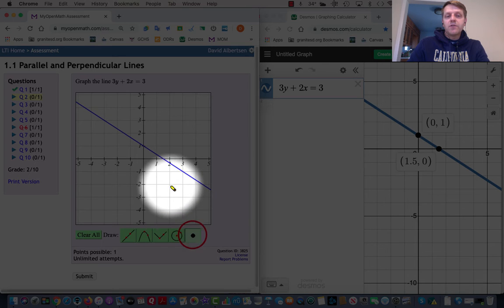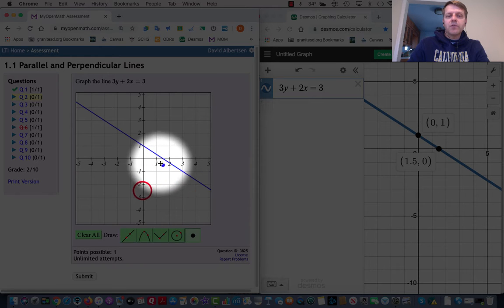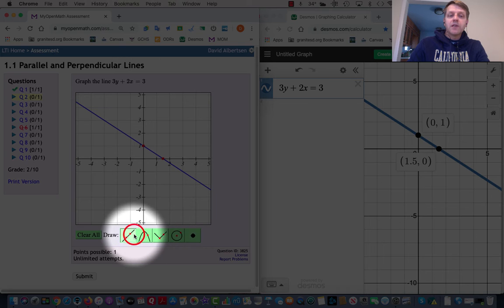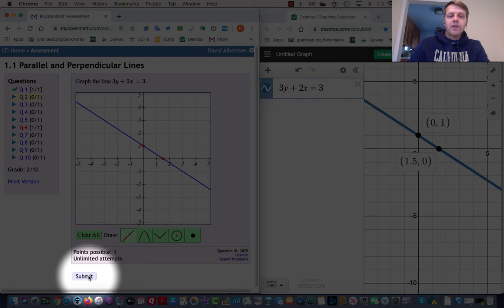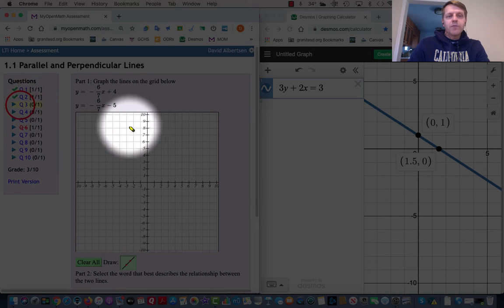Now I do not want any of these dots. Don't put any extra dots. Don't even put dots here. You'll get it wrong on the computer quiz. Just use this tool right here and then click submit. And there you go. Let's try number 3.